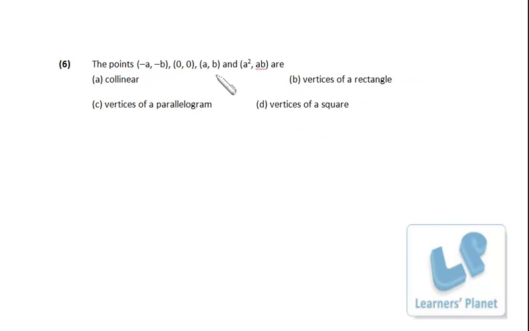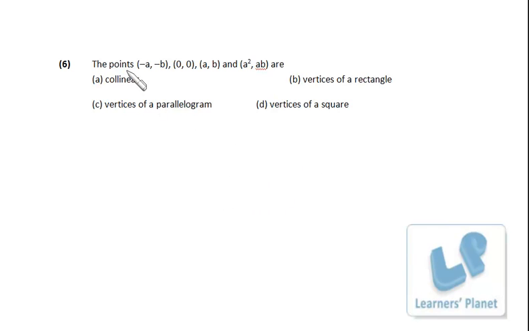Are the points collinear, vertices of a rectangle, parallelogram, square? Now you must be knowing the basic properties of rectangles, parallelograms and squares, right? In case of a square, all the 4 sides are the same. In case of a rectangle, opposite sides are equal in length. In case of a parallelogram also, the opposite sides are equal in length. But in the case of a parallelogram, diagonals are of different length. But in case of a rectangle, the diagonals are of the same length. Okay, so all these properties we will be using to solve this.